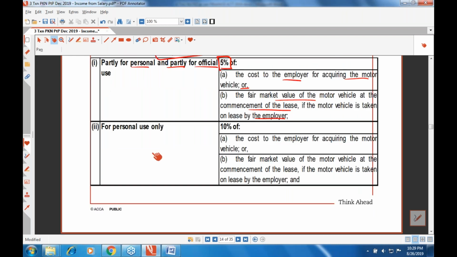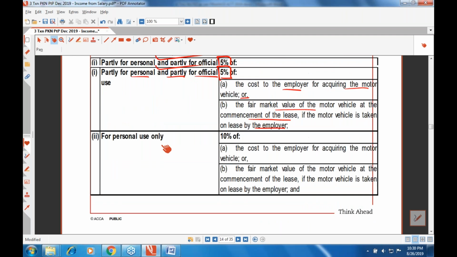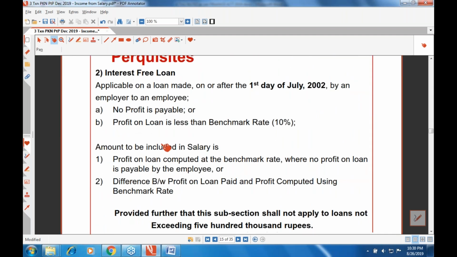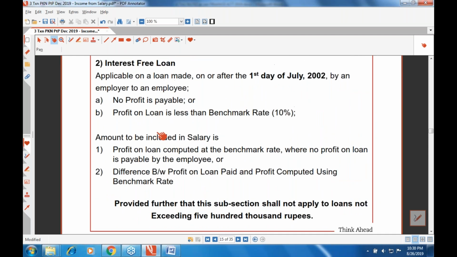Okay, so that's the first perquisite which we have talked about, how we cater to the motor vehicle. That's number one. Number two is the interest-free loan. Now, there are a few things that need to be understood with respect to it. What exactly is the concept of interest-free loan?